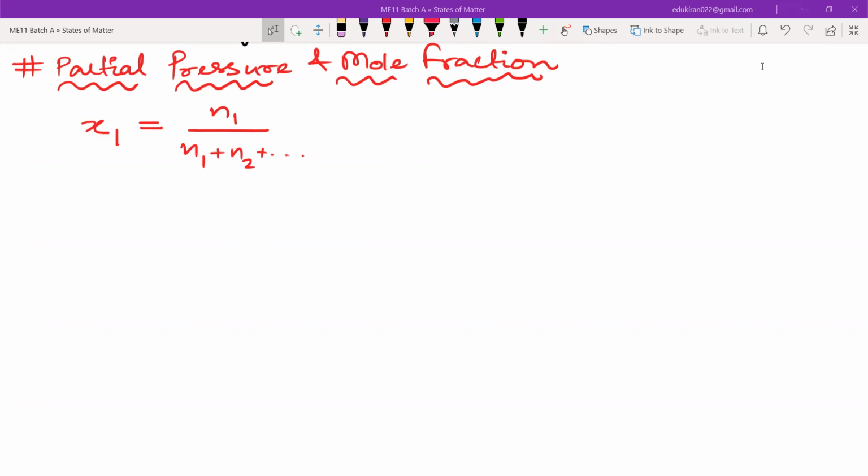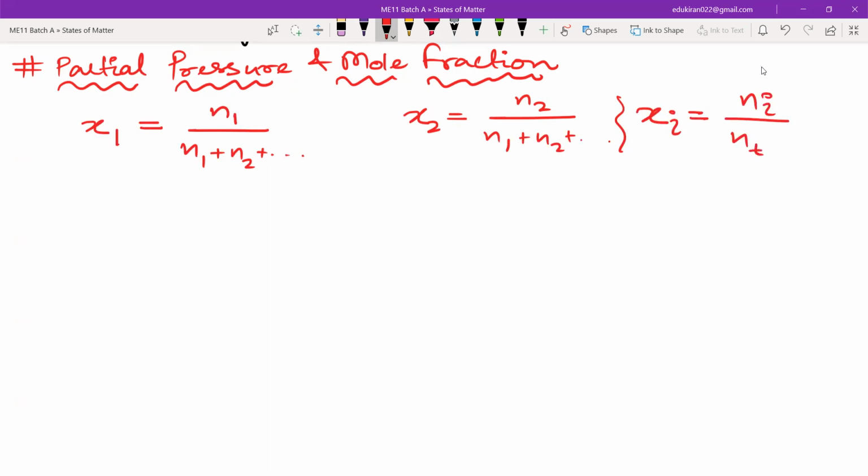Okay. So for chi1, it will be n1 upon n1 plus n2, and if there is n3, n4, and so on, it depends how many items are present. And then chi2 will be equal to the number of moles of the second item, again over n1 plus n2 and so on. So I can say that for any particular item i, chi i will be ni upon n total. Correct, guys? ni upon n total.